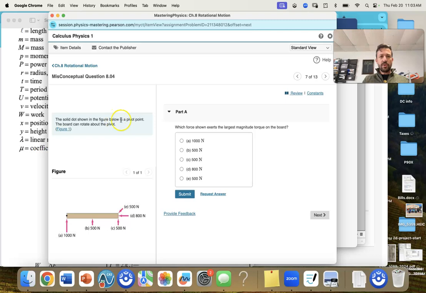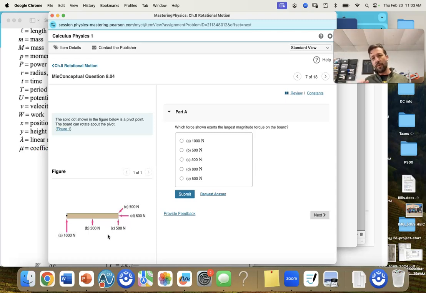Okay, the solid dot shows the pivot point, and the board can rotate about the pivot. Which force shown exerts the largest magnitude of torque on the board? So here's the pivot point, right? Which one of these forces is going to make the door move with maximum speed is a way of thinking about it. Which one's going to apply the most torque on it?